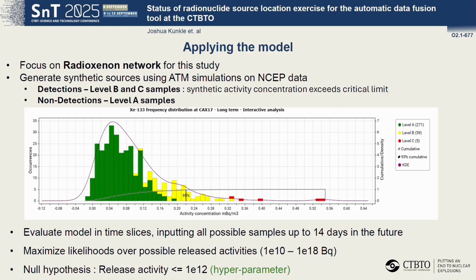Now we can evaluate these using synthetic sources, evaluating the model in time slices. When you choose a time slice, you say, okay, anything that could affect this in the last 14 days, which is the time of our ATM simulation, is input to the model. You do the sum, maximize the likelihood over a set of released activities, and consider the null hypothesis, just that the release activity is below some threshold, and this would be a hyperparameter in the model. So it's tunable, but we have to choose something.